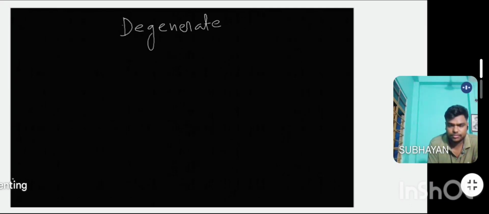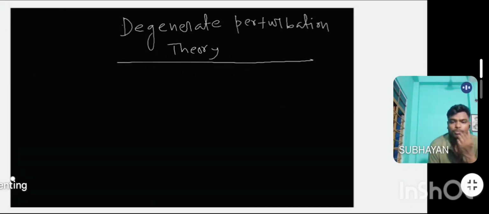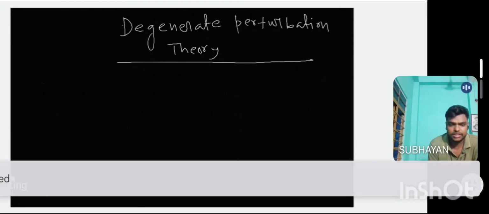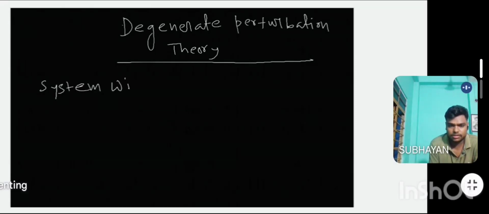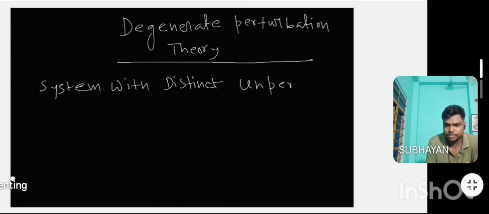Degenerate perturbation theory. Okay. So already we have obtained the formula for first order and second order correction for non-degenerate system. Suppose you have a system with distinct unperturbed spectrum.